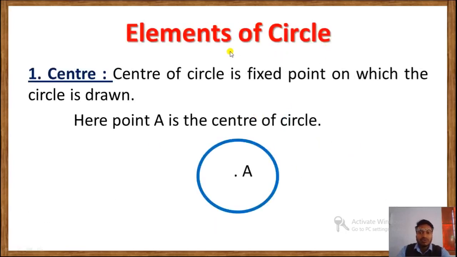Now, elements of a circle. First, center. The center of a circle is the fixed point on which the circle is drawn. So here you can see the center point. We have A. Using this only I have drawn this circle. So here point A is the center of the circle. This fixed point helps us to draw the circle.